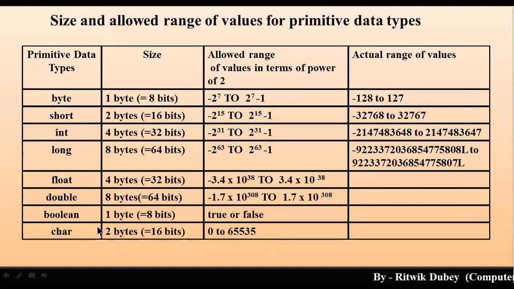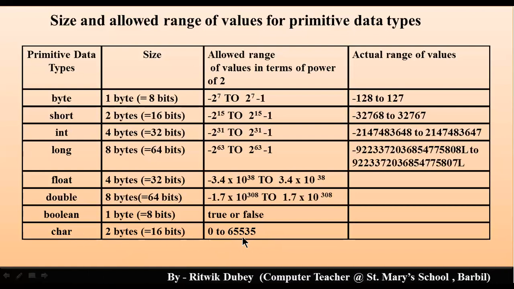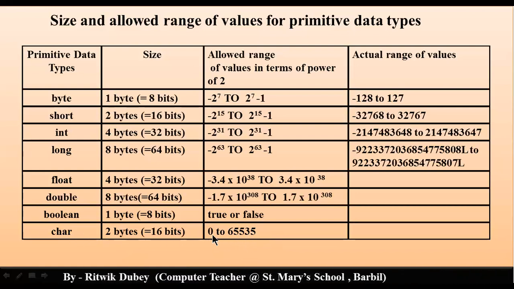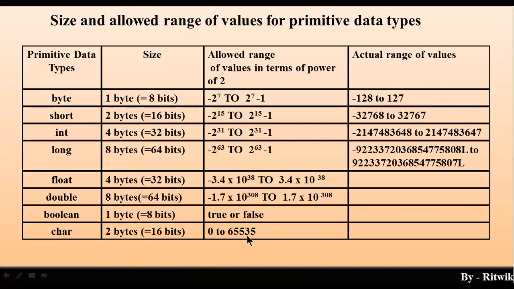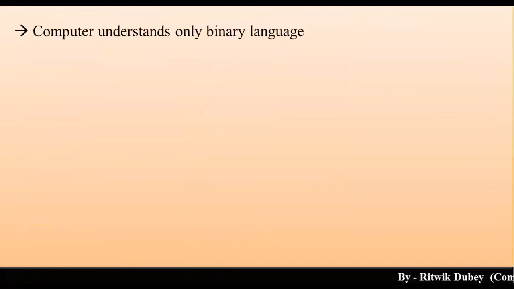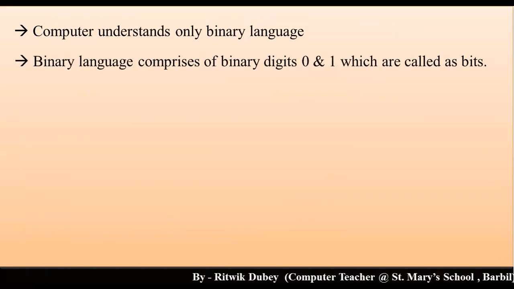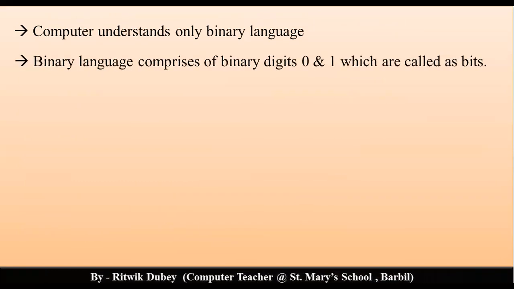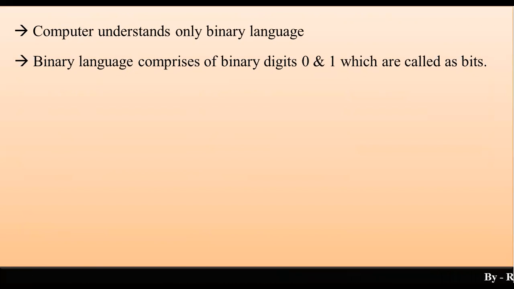So in Java, the data type char supports how many characters? 65,536, because 0 is also included. Clear? Okay. Then, computer understands only binary language. Binary language comprises of binary digits, that is 0 and 1, which are called as bits. Binary digits, in short, we call bits.